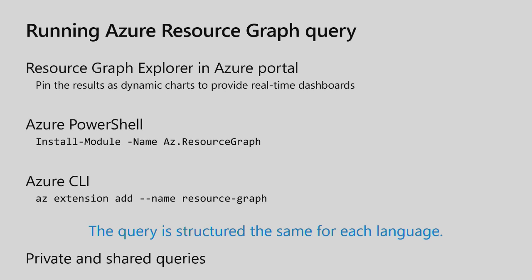We have two different kinds of queries. We have private queries, and we have shared queries. If you save your query as a private one, it will be saved in the settings of the Azure Resource Graph Explorer, and it will be available only to you. But if you save your query as a shared query, it will become a resource that goes into a resource group, and then using RBAC permissions, you can assign different members of your team access to those queries, and those queries will be shared between the team, which is really powerful.